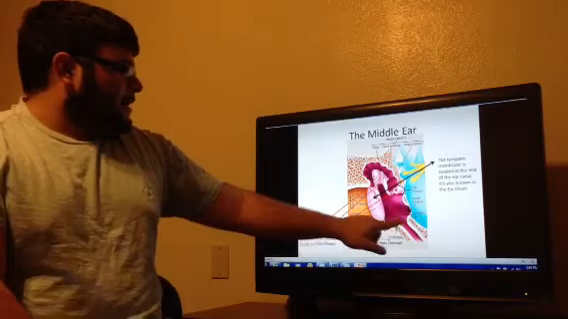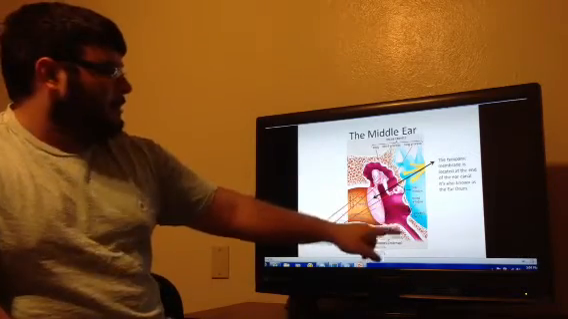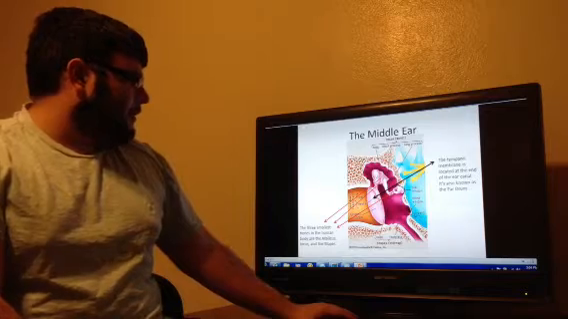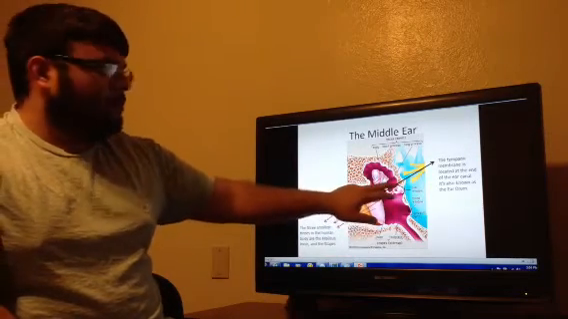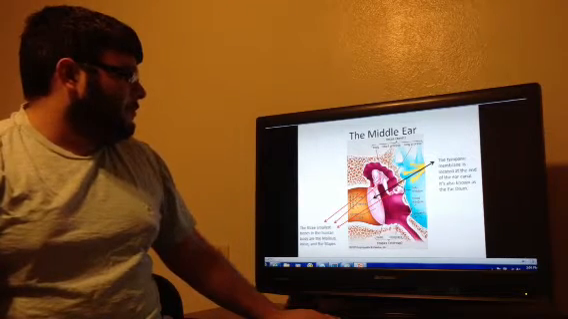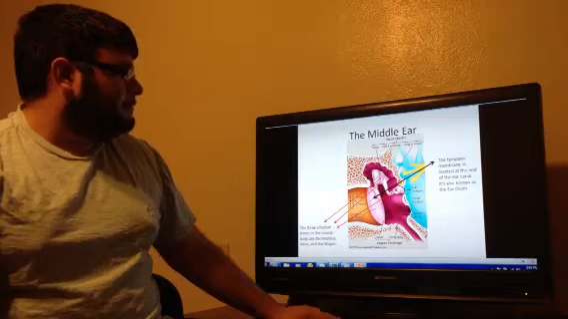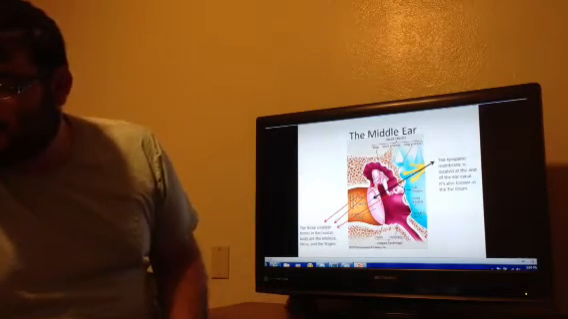But here's the tympanic cavity, the round window, which also has to do with the inner ear. And these are going to be the three smallest bones in the human body, but very vital to our hearing. And that is the basic structure of the middle ear.